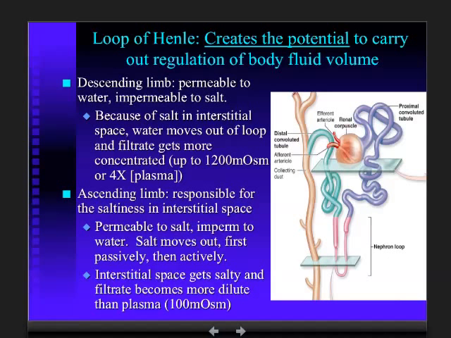Everybody's good? This is huge. This is a lot. You got it? All right. Let's see if we can just wrap up a couple of things here. So I have shown you the loop of Henle creates the potential, right?